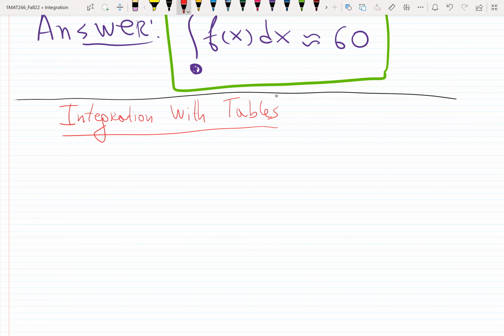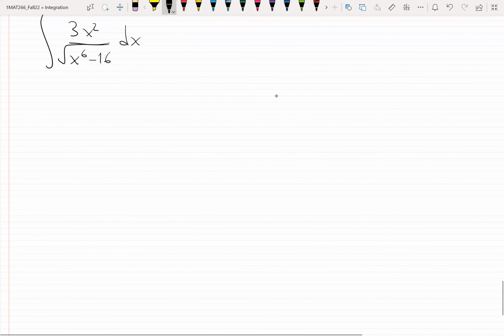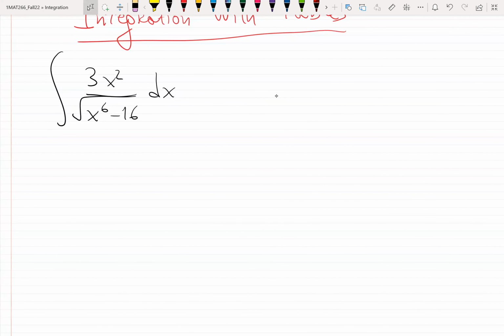For example, this crazy one. If we give you the integral of 3x squared over the square root of x to the 6 minus 16 dx, and then we ask you to use some other given integral, which is from some table called table integrals.